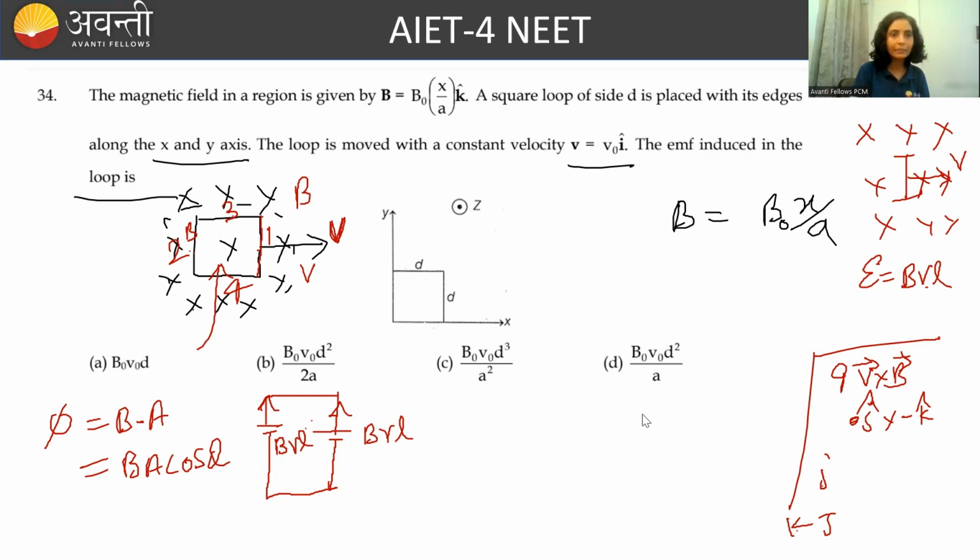What is the question given? The magnetic field in the region is given by this. A square loop of side d is placed with its edges along the x and y axis. The loop is moved with a constant velocity v naught. The EMF induced in the loop is.